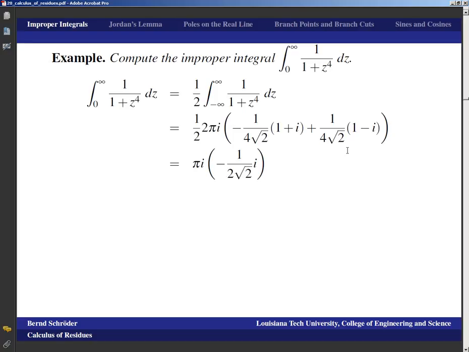And if we work out the sum of the residues, we can see that this minus 1 goes with this 1, so we just end up with 1 over 4 times root 2 i plus another 1 over 4 times root 2 i with negative signs out front, so that's negative 1 over 2 times root 2 i. The 1/2 and the 2, of course, cancelled. i times i is negative 1, which gives us plus 1, and so the whole thing is pi over 2 times root 2. Okay, good.